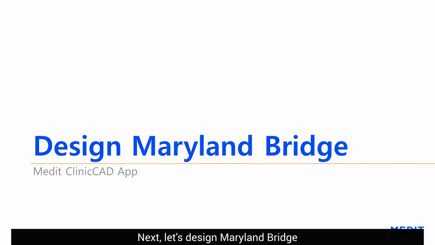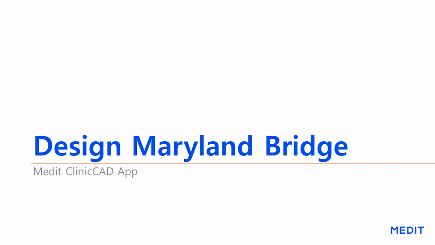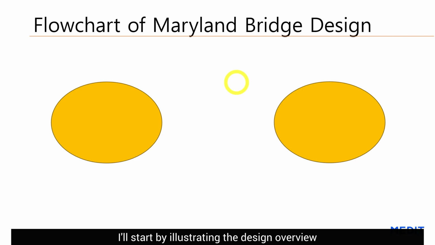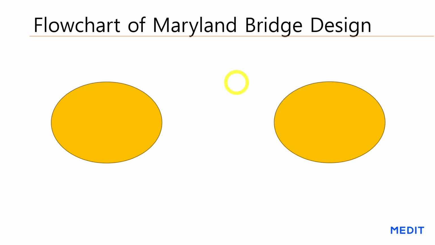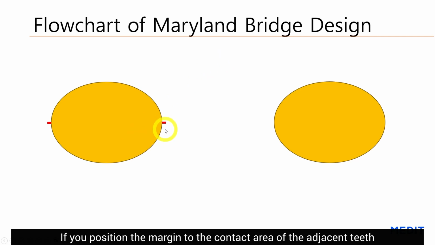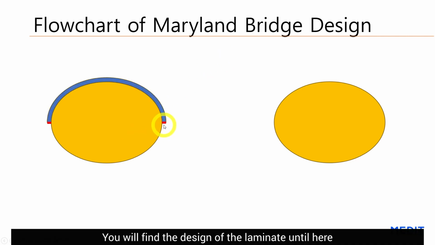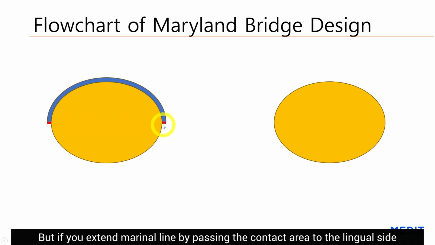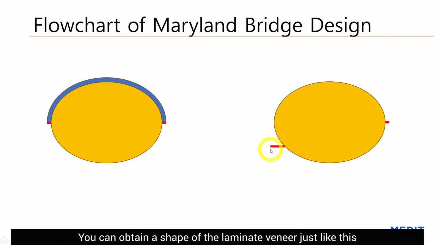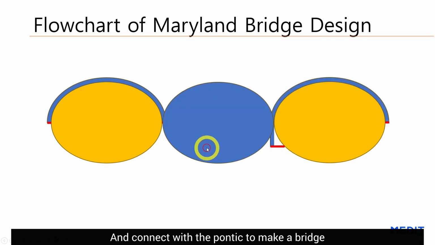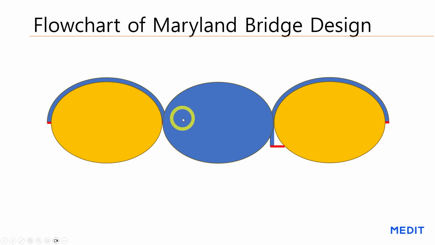Next, let's design the Maryland bridge. I will start by illustrating the design overview. If you position the margin at the contact area of the adjacent teeth, you will get the design of a laminate veneer. But if you extend the marginal line past the contact area to the lingual side, you can obtain a shape of the laminate veneer just like this, and connect with the pontic to make a bridge.